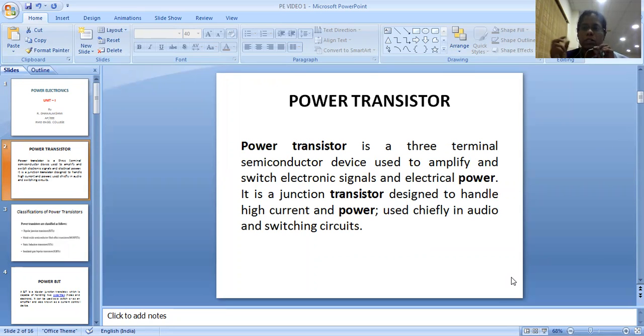A signal level transistor can handle only a low power rating, whereas power transistors should handle a high power rating. That's why we named it a power transistor. The term power stands for high power rating. It should be capable of handling high power. Usually transistors are used for amplifying, or as a switch. It is also a junction transistor designed for higher ratings. When we say power transistor, it should handle high current and power.